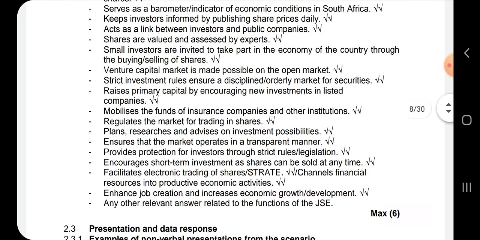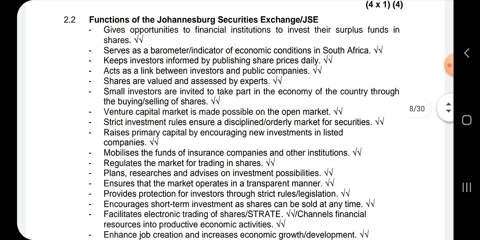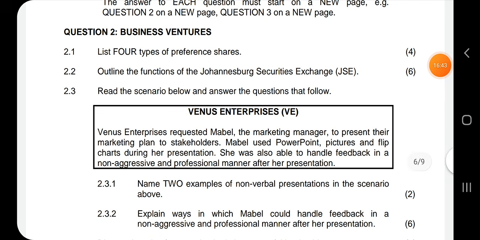So they have an exception to say any other relevant answer related to the functions of JSE. So you're not limited. Right? It's a platform where we can purchase shares. They act as a middleman between the companies which are selling their shares and the public. Right? So those type of things. That's how you answer this type of questions.